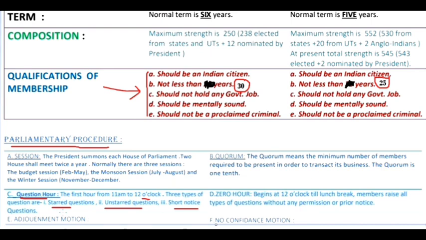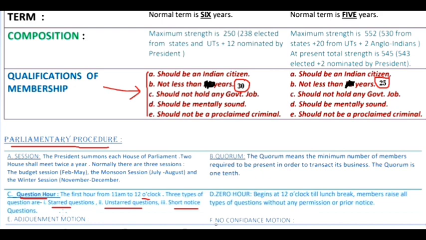The next one is unstarred questions, which are questions to which answers are given in a written form. No supplementary questions can be asked thereon. The last one is short notice questions, which relate to a matter of urgent importance. Such questions are asked with a notice shorter than 10 days. The minister concerned has to be asked whether he can reply to the question at a short notice. It is for him to accept or not to accept short notice questions. It's totally up to the minister.